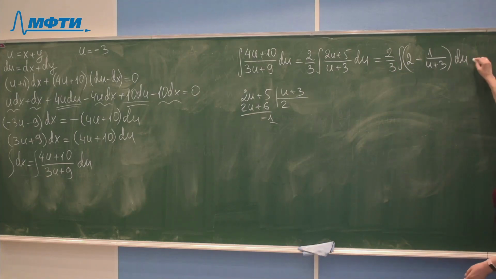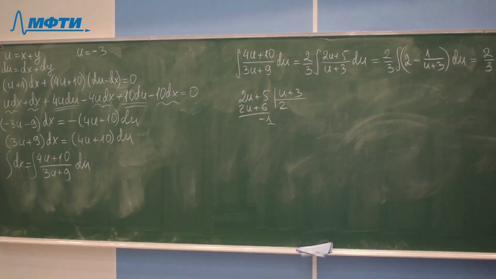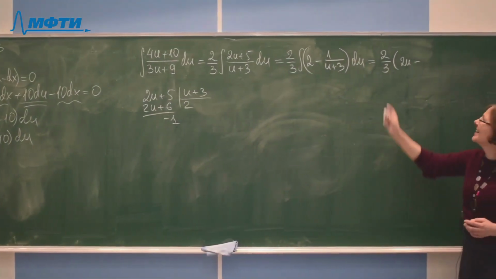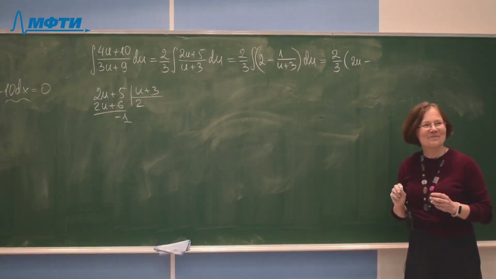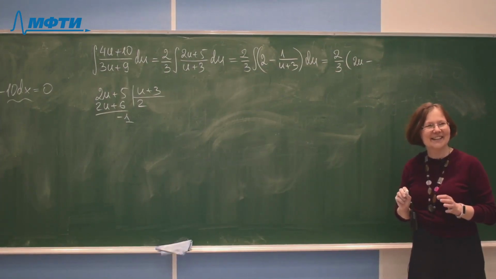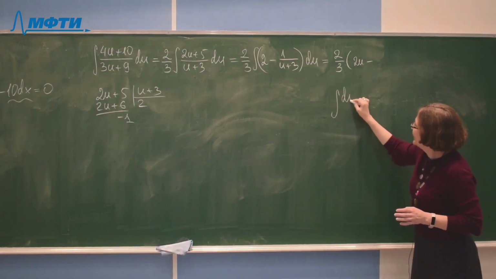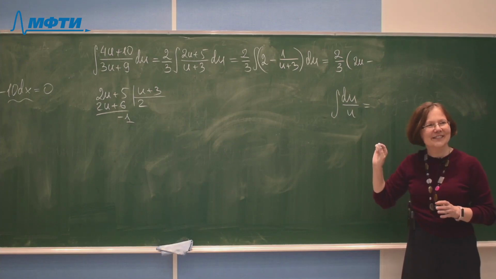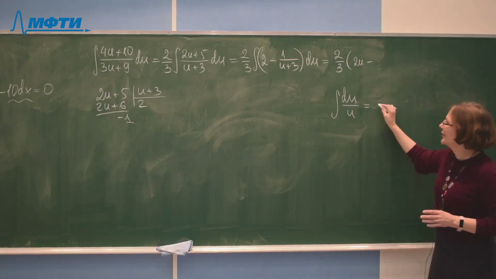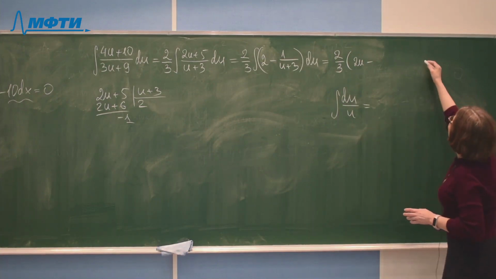Okay, so next continue. 2/3 times 2u minus, okay, Omar, do you know the answer? The integral of 1 over u plus 3. Santiago, do you know how to integrate 1 over u plus 3? What is the answer? Okay, how to integrate this? So du over u. What is the integral? Table integral? No, it's not u squared. So do not confuse this.